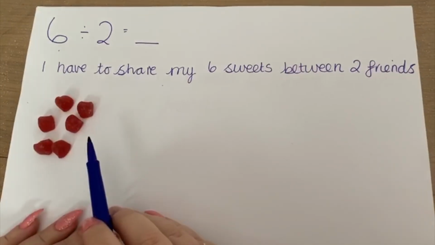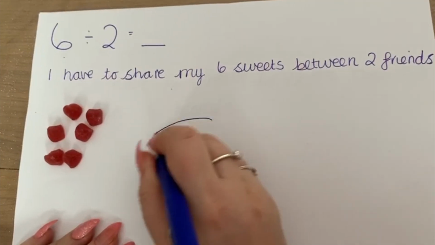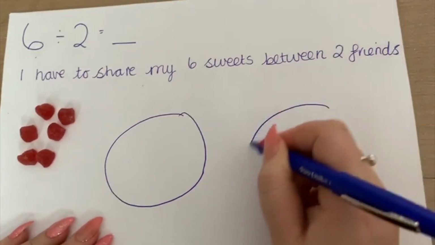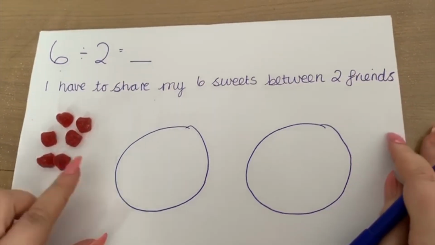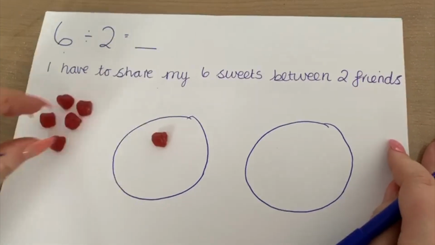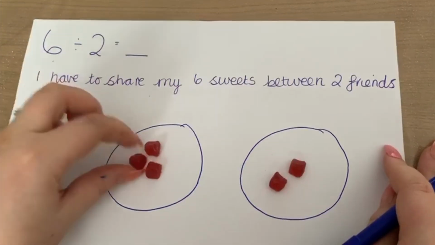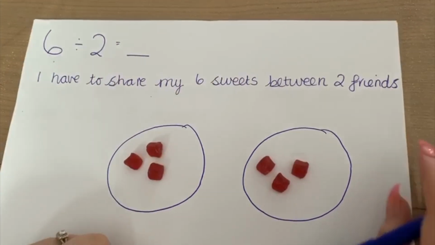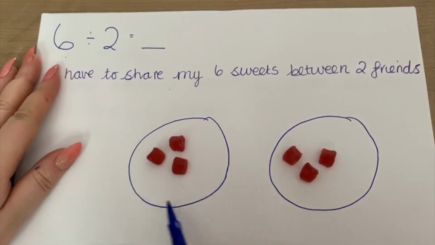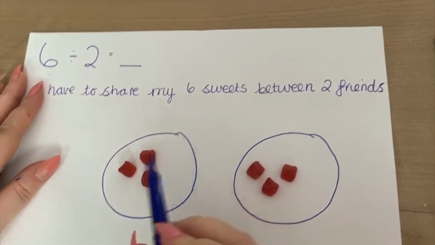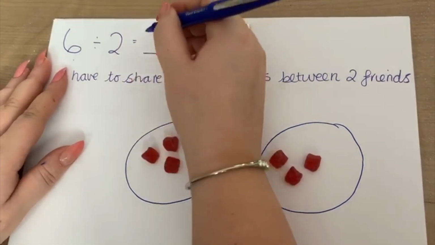Now, to divide them between my 2 friends, I need 2 groups. And then I'm going to place my sweets, one at a time, into each group. Now, my answer is how many sweets I have in each group. So this friend here has 3 sweets.